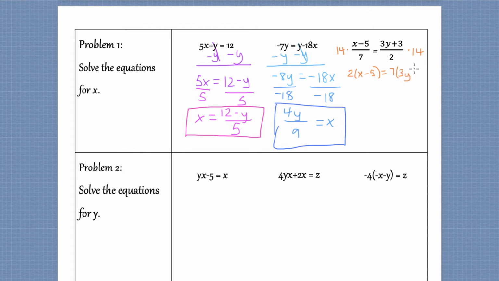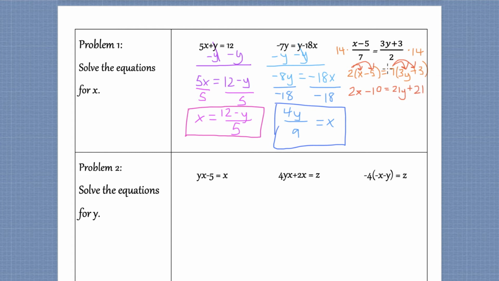So that's 3y plus 3. Now we're going to distribute this, and so we're going to first multiply 2 by x, which gives us 2x, times 2 times negative 5, which gives us minus 10. So 2x minus 10 is equal to, and then 7 times 3y is 21y, plus 7 times 3, which is just 21.